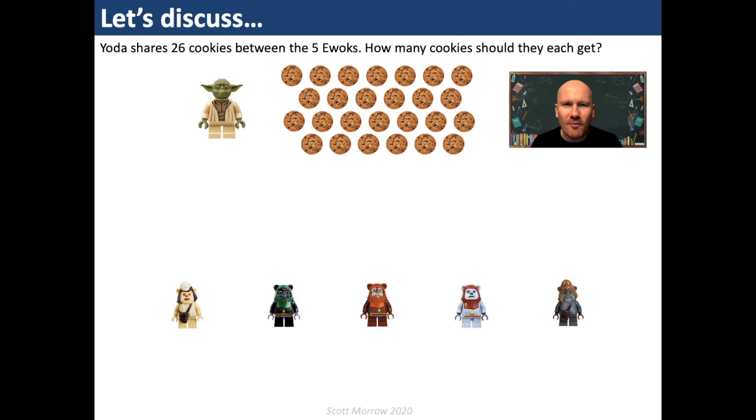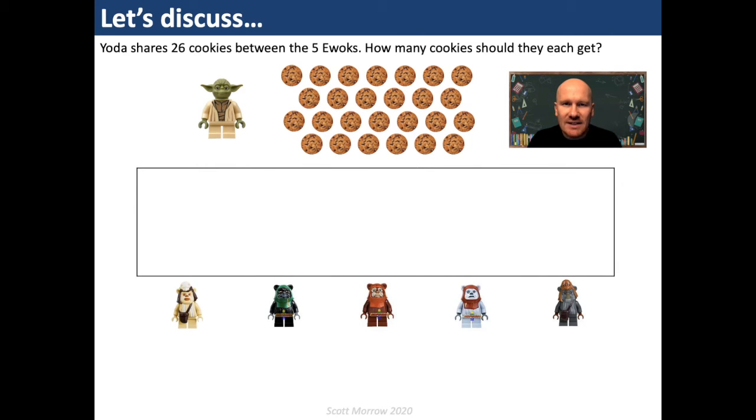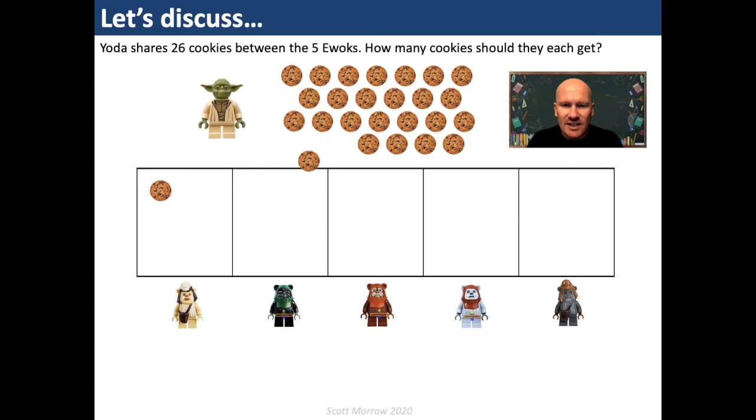Let's discuss that third problem. Yoda shares 26 cookies between the 5 Ewoks. How many cookies should they each get? Let's draw a bar to represent that whole amount and split that into 5 parts because we're sharing the cookies between 5 Ewoks. We can share these out one at a time. There's 1 to each Ewok, and that's 5 shared out so far. I've got 21 left. Let's share out another 1 each.